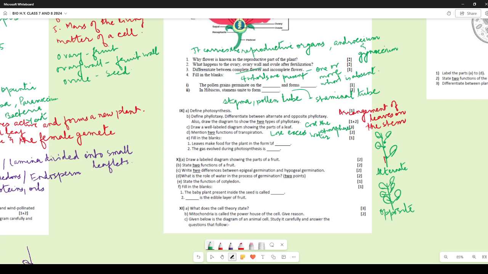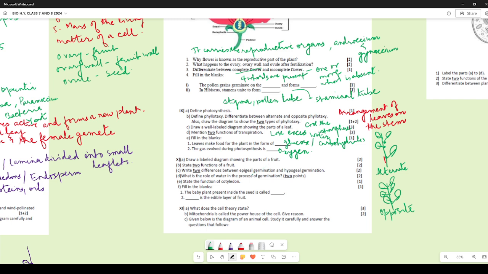Leaves make food for the plant in the form of glucose, or you can also write carbohydrates. Both of them are correct. The gas evolved during photosynthesis is oxygen. Whenever photosynthesis takes place, oxygen is evolved. Draw a labeled diagram showing parts of the fruit. This diagram is given in your book. You have already drawn it in your notebook, so you should be able to do that.